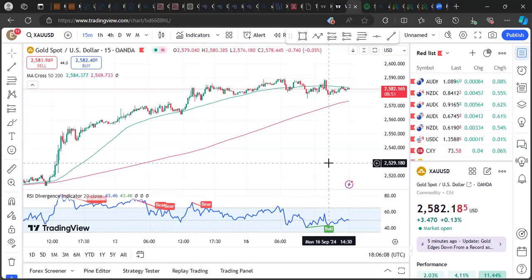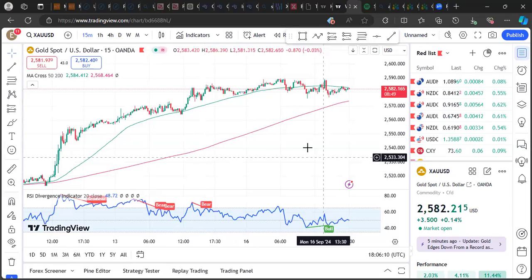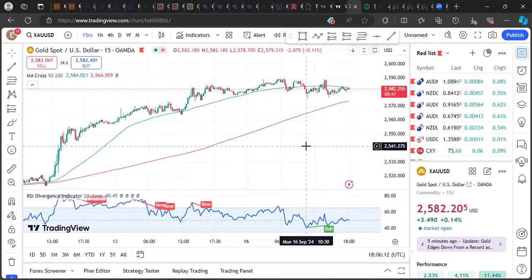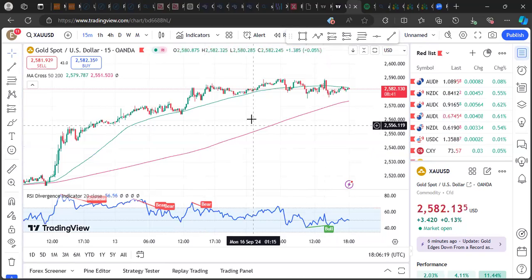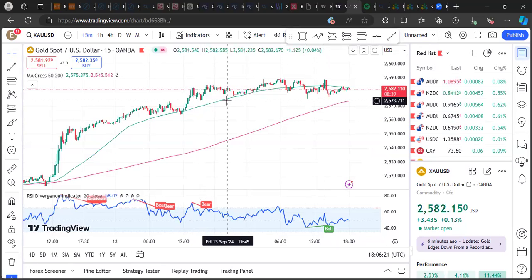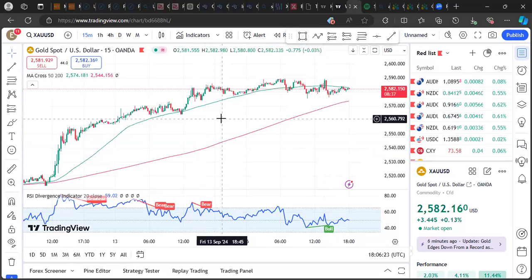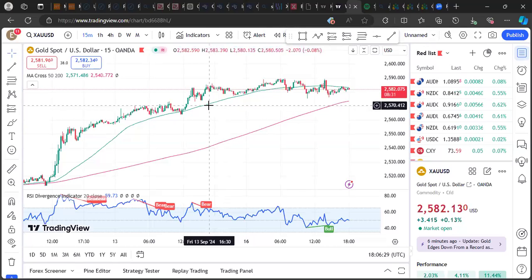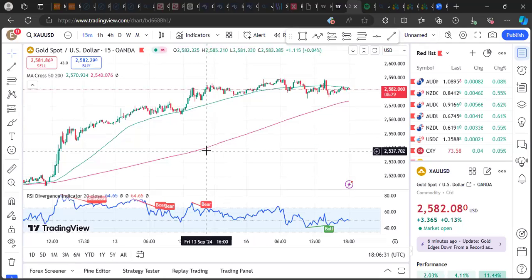First of all, what you need is to add these three indicators: 2 moving averages and 1 RSI. For the moving averages, the period of the green is 50, simple moving average, SMA, and the period of the red is 200.